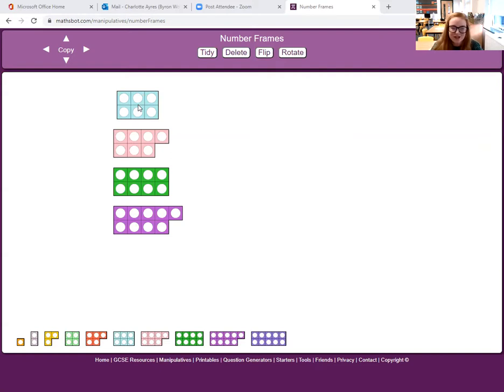A rectangle. Fantastic. Our last shape has 1 curved side. So if it has 1 curved side, what shape is it? It's got no straight sides, it's got 1 curved side. It is a circle. Fantastic if you got that at home.